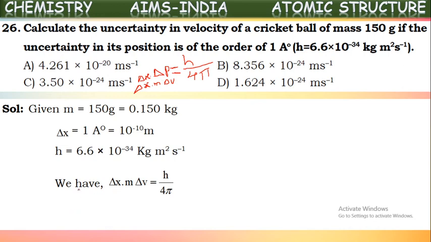Now we have the formula delta x into m into delta v is equal to h by 4 pi. In this we have to calculate delta v. Remaining all values are given, so substitute all those.